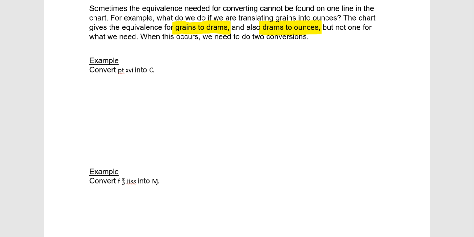Okay, so let's see an example here. Let's convert 16 pints into gallons. I'm going to do the rest of these the dimensional analysis way. So this is going to be 16 pints.